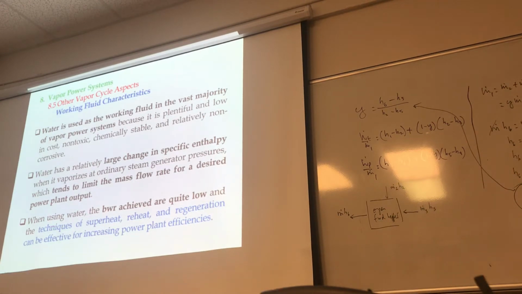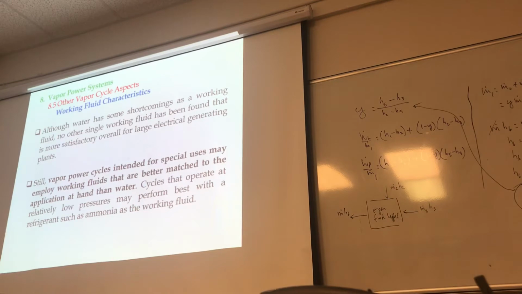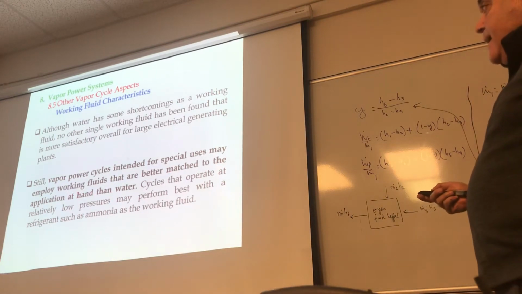When using water, the back work ratio achieved is quite low, right? And the techniques of superheat, reheat, and regeneration can be effective for increasing power plant efficiencies. Now, although water has some shortcomings as a working fluid, no other single working fluid has been found that is more satisfactory. That's what's being used. Still, vapor power cycles intended for special uses may employ working fluids that are better matched to the applications at hand than water.